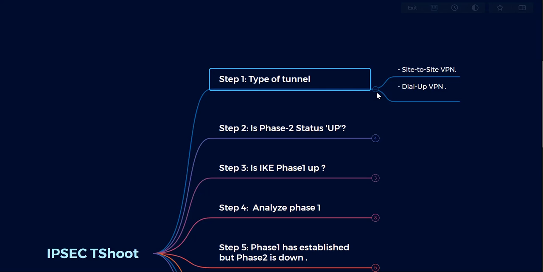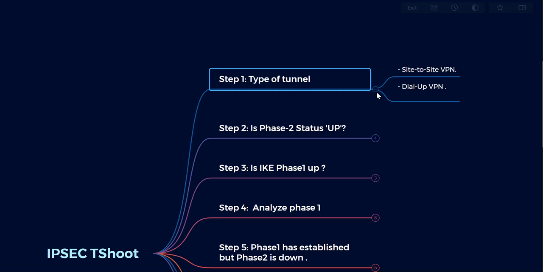There are so many kinds of tunnels. You have GRE tunnels, you have ADVPN tunnels, you have route-based tunnels, you have site-to-site tunnels. These are all types which come under site-to-site only. Remote access VPNs as well. Remote access is basically your dial-up.